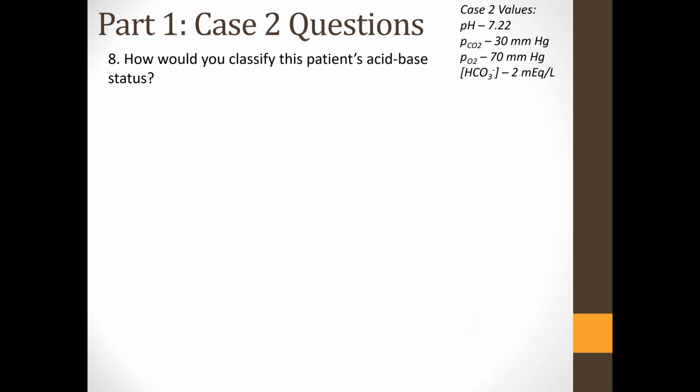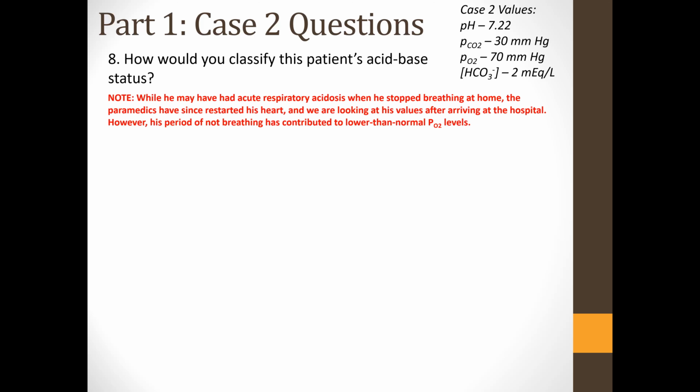So number 8, how would you classify the patient's acid-base status? Before we get started, I know that a lot of people want to jump immediately to respiratory acidosis because it was mentioned that the man stopped breathing. While he may have had acute respiratory acidosis when he stopped breathing at home, the paramedics have since restarted his heart. Note that these blood values are his values after arriving at the hospital. However, his period of not breathing from earlier has contributed to his lower than normal oxygen levels.